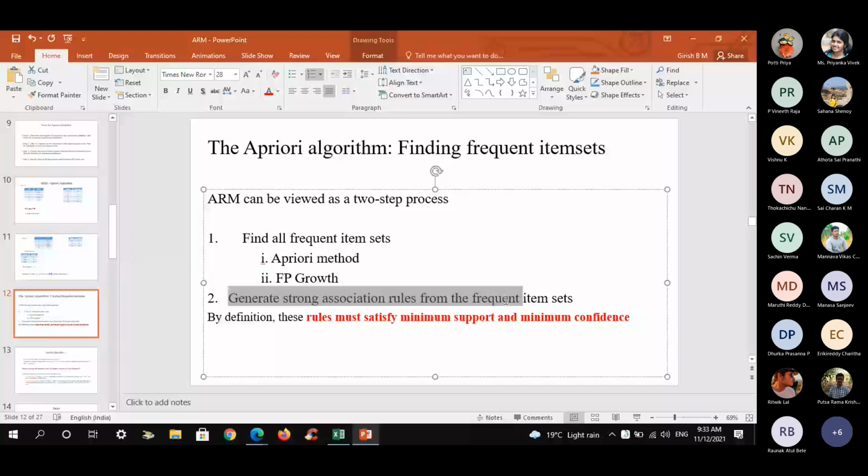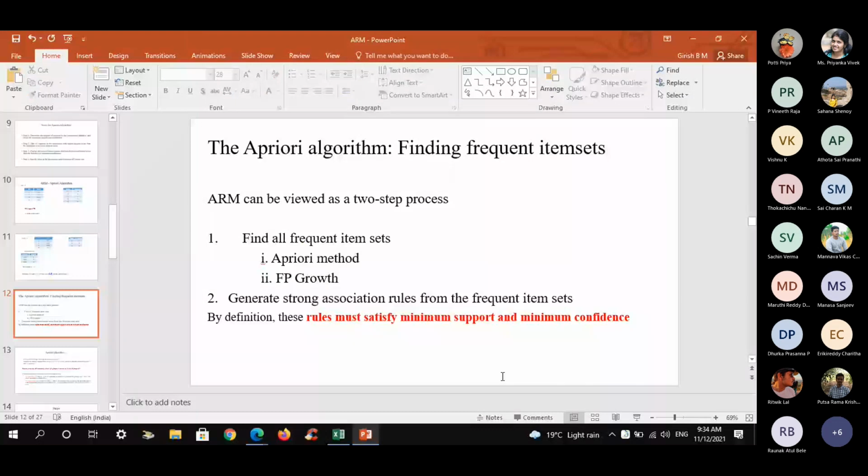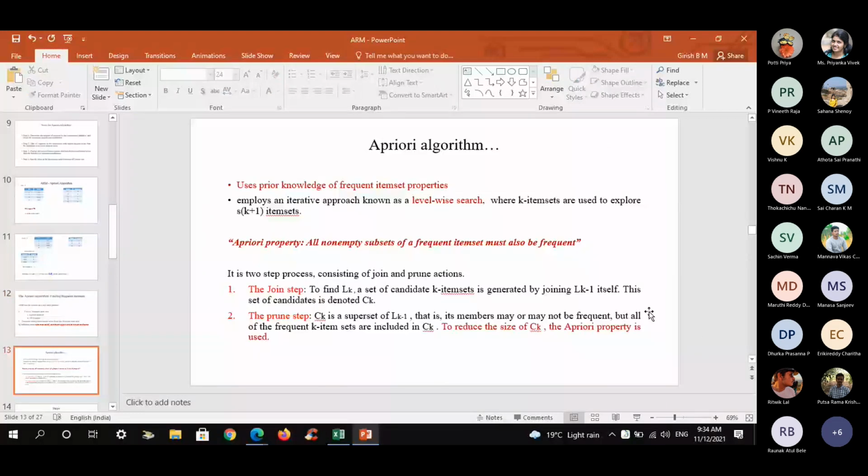In the first algorithm, Apriori, we are finding only the frequent item sets. But in the second algorithm, FP growth, we are generating strong association rules from the frequent item sets. Both these algorithms must satisfy minimum support count and minimum confidence. For Apriori we look for minimum support count, and for FP growth we look for minimum confidence. Apriori means this algorithm uses prior knowledge of frequent item set properties.